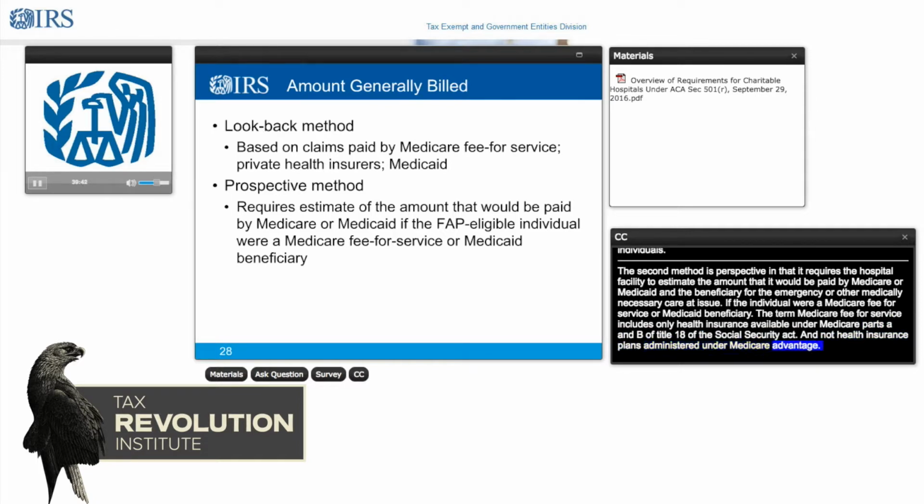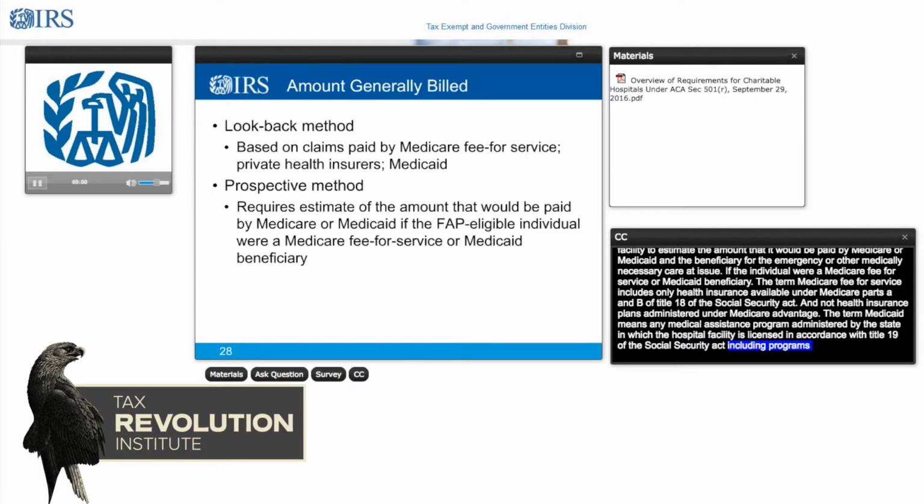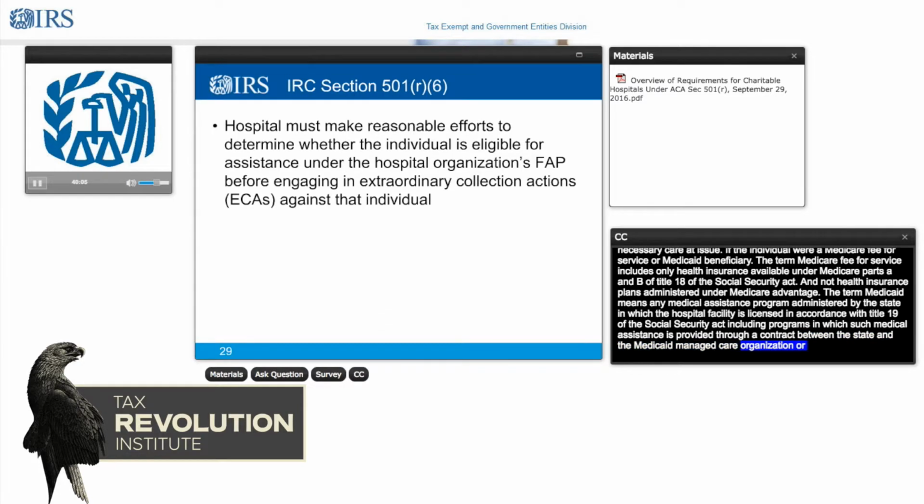The term Medicaid means any medical assistance program administered by the state in which the hospital facility is licensed in accordance with Title 19 of the Social Security Act, including programs in which such medical assistance is provided through a contract between the state and a Medicaid managed care organization or a prepaid inpatient health plan.